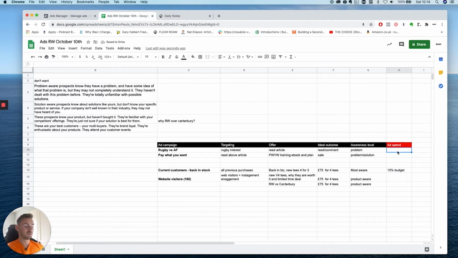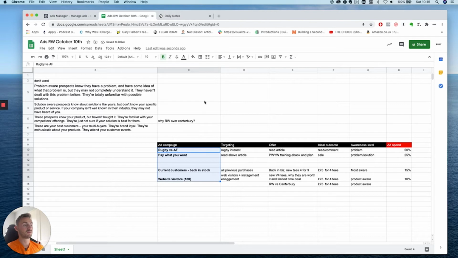Most of my ad spend, I'll probably put 50% into this, just to get loads and loads of website visitors. I'll put 25% into the pay what you can, because it's such a good offer. 15% here, so that's 50, 75, 90. Then I'll do 10% here and see what works, split over these two. I'll work from that to start with, and then we go from there.